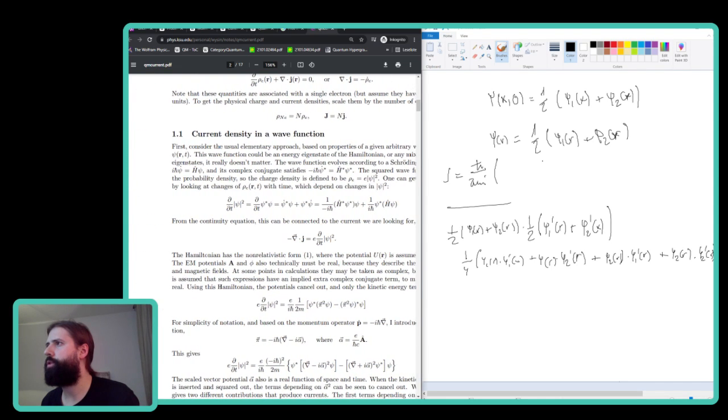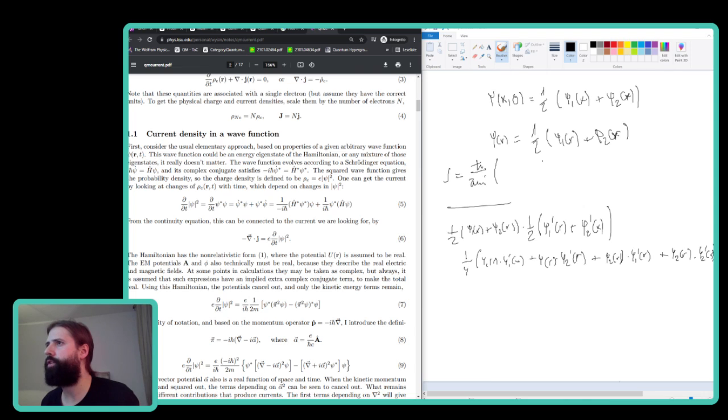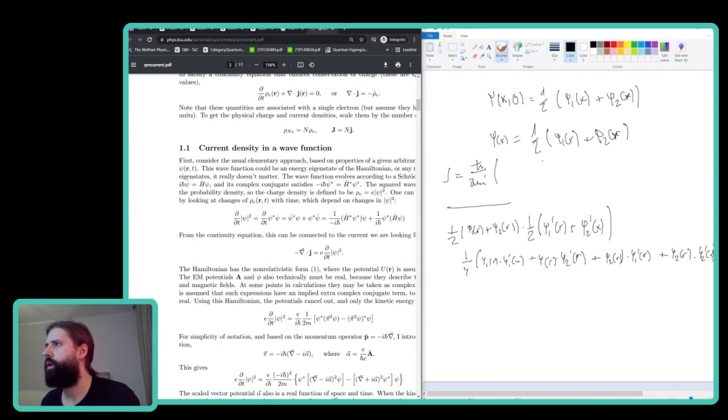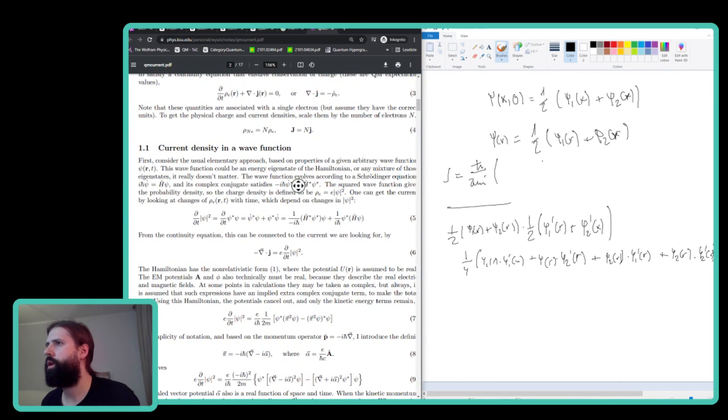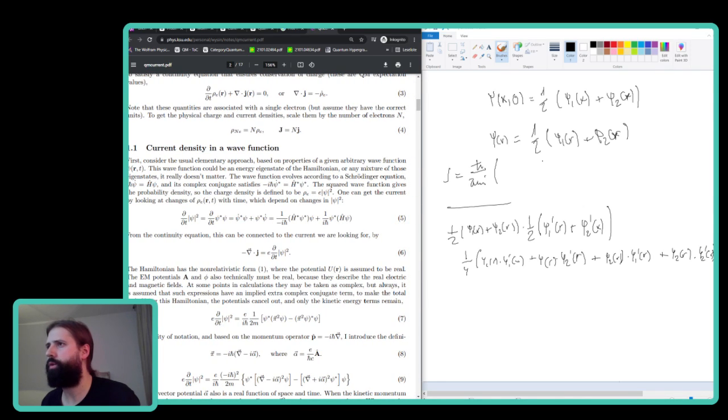First, consider the usual arbitrary approach based on properties of a given arbitrary wave function. So the wave function evolves according to the Schrödinger equation and its complex conjugate satisfies the same. Well, the squared wave function gives the probability density, so the charge density is defined. One can get the current by looking at the changes of the charge density with time, which depends on the changes in the wave function squared.